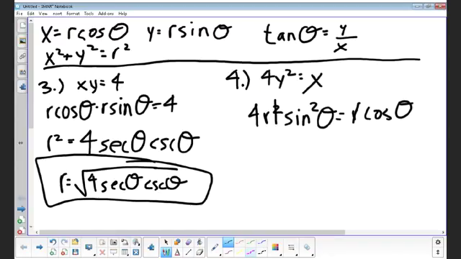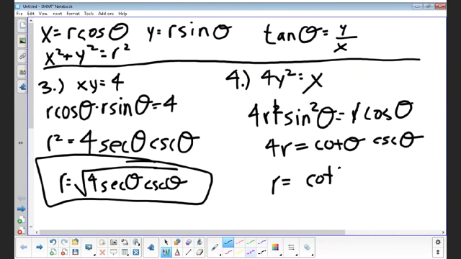This r and this r cancel out. Divide the sine theta over, get r in terms of theta. So we will have 4r is equal to, and again we'll do our simplification now. Cosine over sine is cotangent theta, and 1 over sine is cosecant theta. And to get this in terms of r, just divide 4 over cotangent theta cosecant theta, r divided by 4.